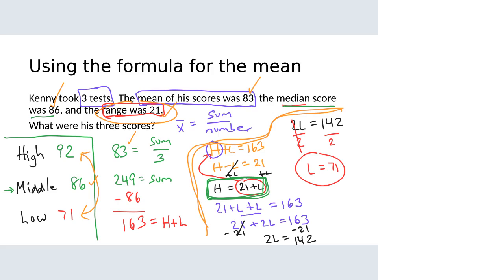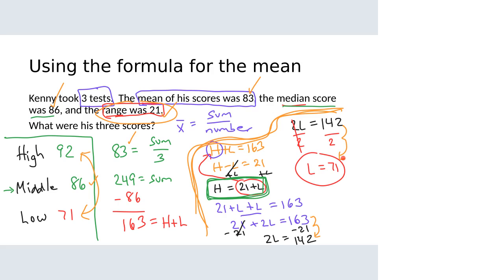Oh yeah, well, those would be the same steps we did over here, just in a different order. But you can see we did 163 minus 21 to get here, and then divided by 2 to get to 71. So those are the exact same steps, Edison.